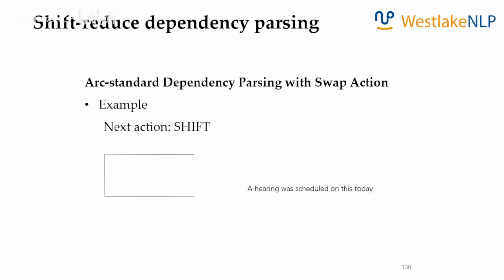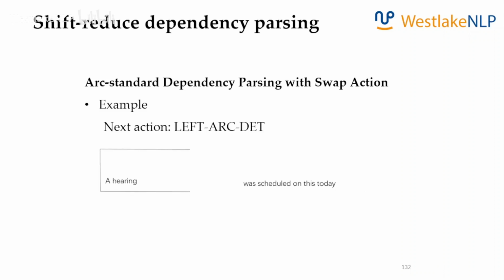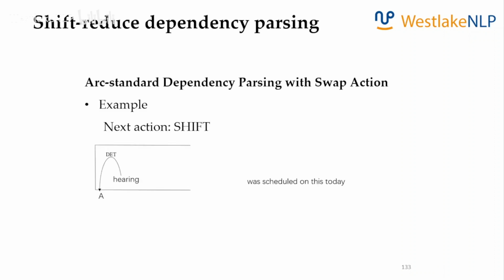The process is the same. It's similar to arc-standard parsing, okay? We have a beginning state, and the buffer contains "a hearing was scheduled on this today." We first shift a, and then we shift hearing. And then we do a left arc determinant to make a depend on hearing. And then we shift was. And then we shift scheduled. And then we shift on. Okay. And after here, I want to swap on this, okay?